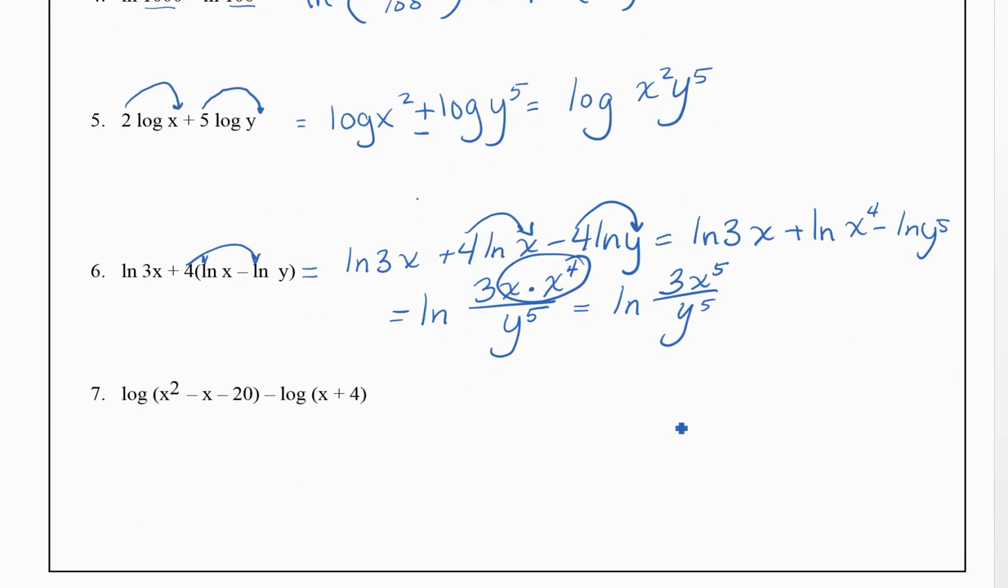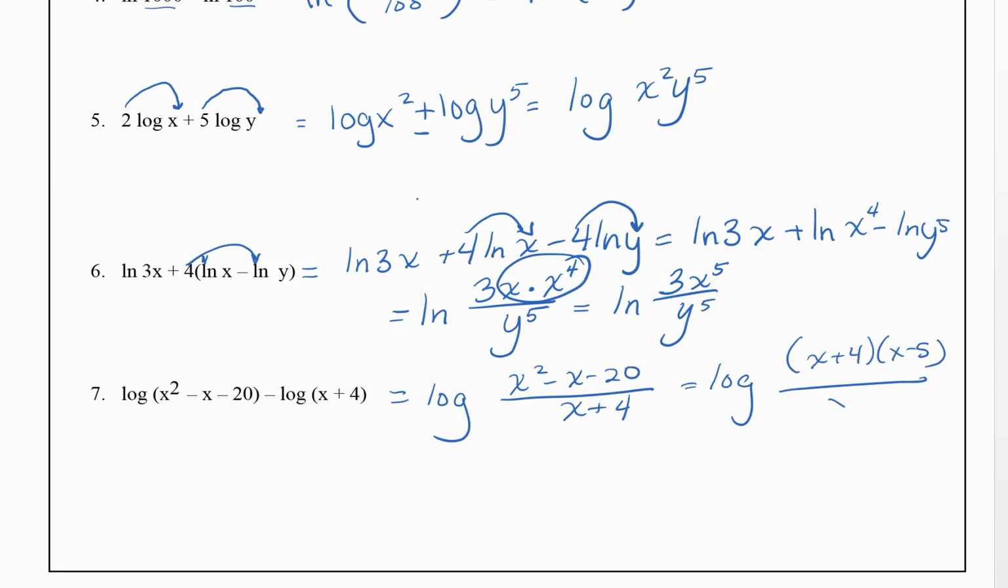Okay, we have one more here. We have log of x squared minus x minus 20 minus log of x plus 4. Okay, so since we're subtracting, we can make this into one log of x squared minus x minus 20 divided by x plus 4. Now, if we factor our numerator here, we see that it factors as x plus 4 and x minus 5. So we can cancel the x plus 4s. The only thing we want to be careful of here is that when we're dividing by the x plus 4, that would mean x could not be equal to negative 4.